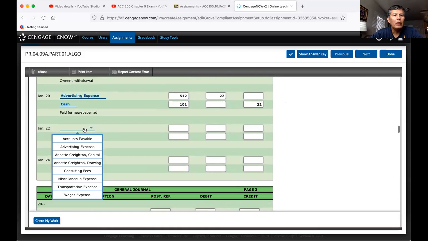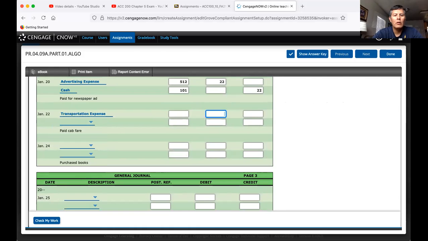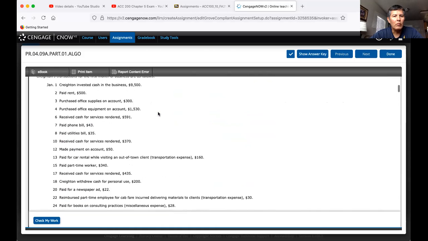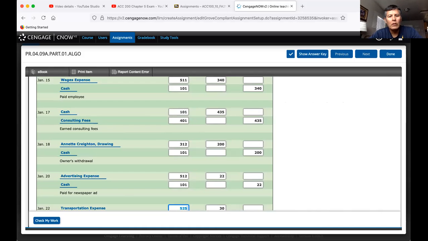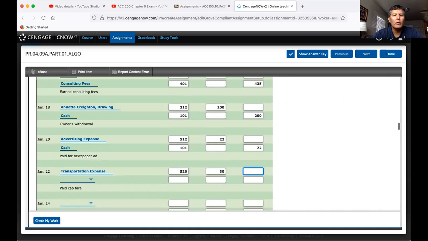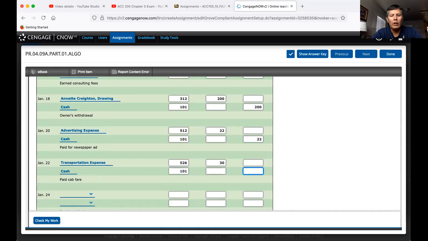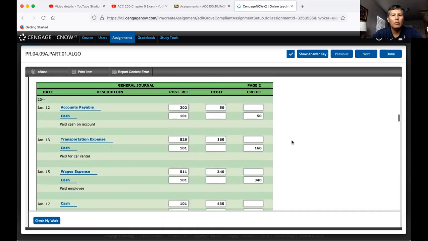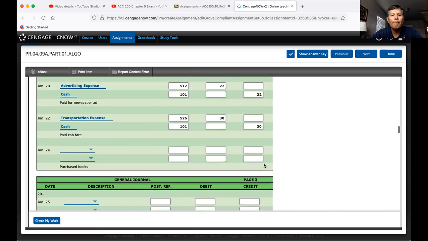Okay, so transportation expense, 30. I need the transportation account. Transportation account is 525. Okay, we pay cash, $30. Double check it was 30. 30 bucks. Yep. So we got to go to our cash account now.